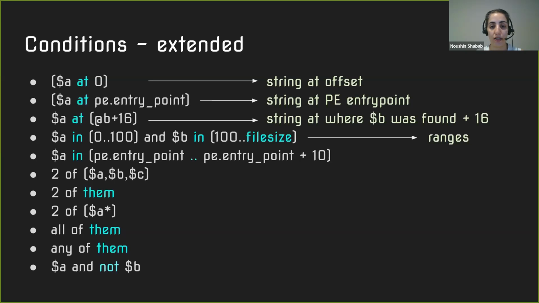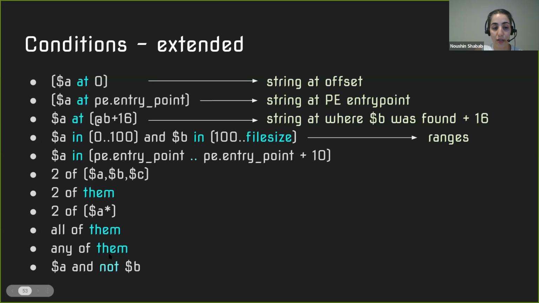So we define the name of the strings with different prefixes like A1, A2, A3, and then the other category could be B1, B2, B3, B4. With a condition like this, we specify that we want two of the strings that start with A to be present in the file. All of them, again, means all the strings in the string section.